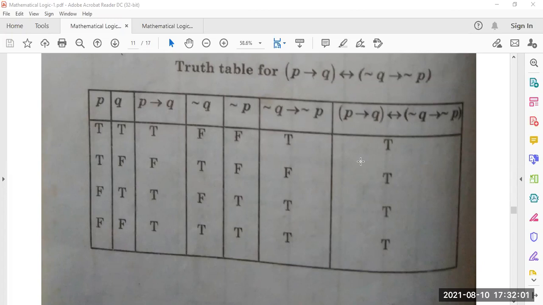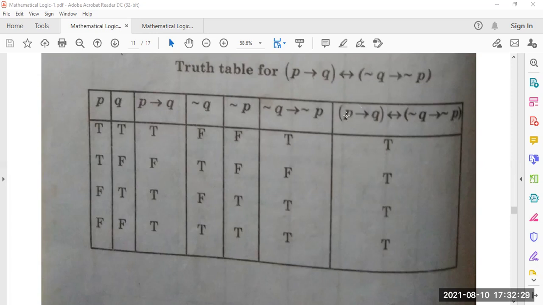Right? This truth table is a tautology. Sometimes it is given to show that the given truth table is a tautology. That means all the values in the last part will be coming T. Then we can say that it is a tautology. If all the final results are coming false, then it is called a contradiction.